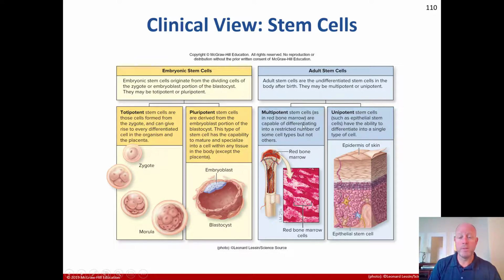The multipotent stem cells, like in red bone marrow, are capable of differentiating into a restricted number of some cell types, but not others. Okay. The unipotent stem cells, like the epithelial stem cells, have the ability to differentiate into a single type of cell. Okay.